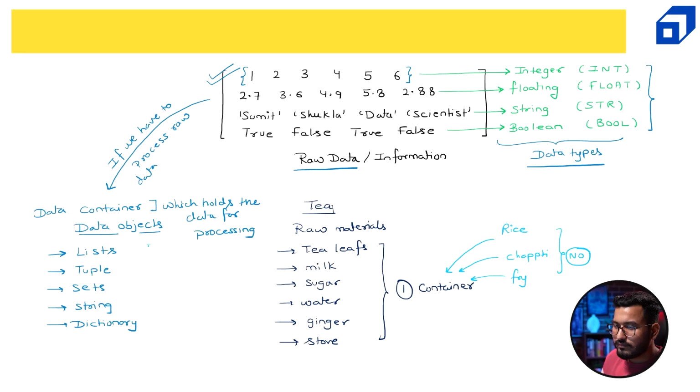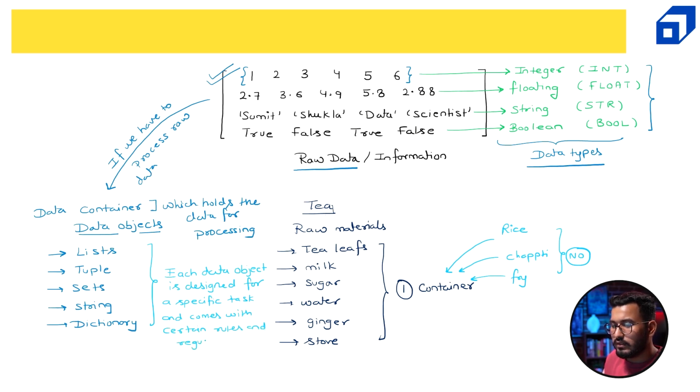So here, each data object is designed for a specific task and comes with certain rules and regulations.